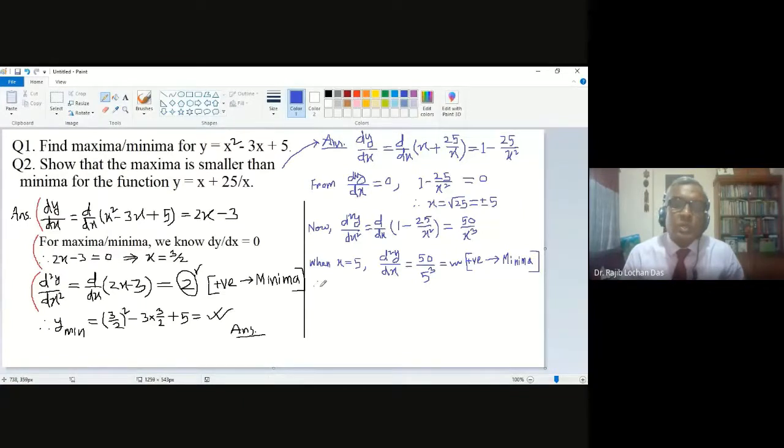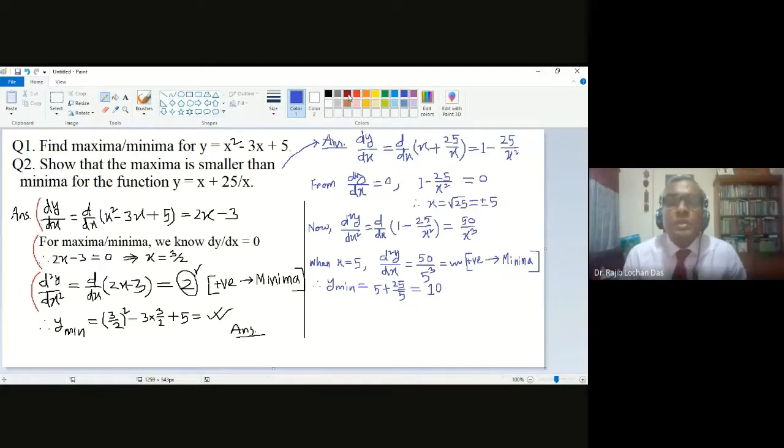So you will write, okay, now we already know this is minima, so y min will be calculated from the original function. The original function is x plus 25 by x. So you will write 5 plus 25 by 5, so that will be 10. So your answer is done. It is one answer. That is y min.